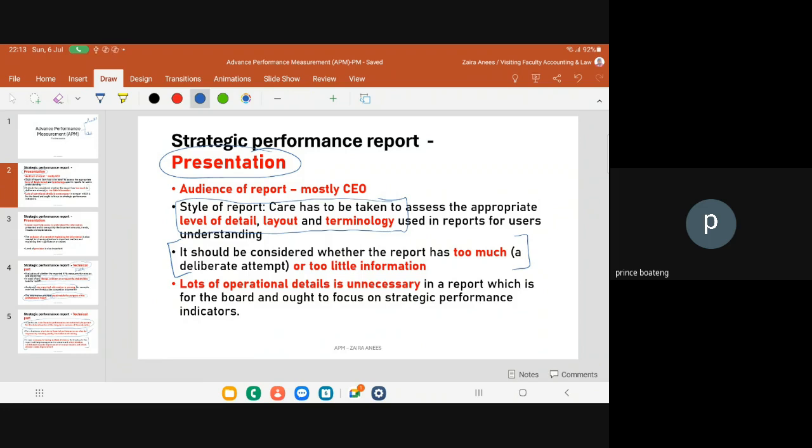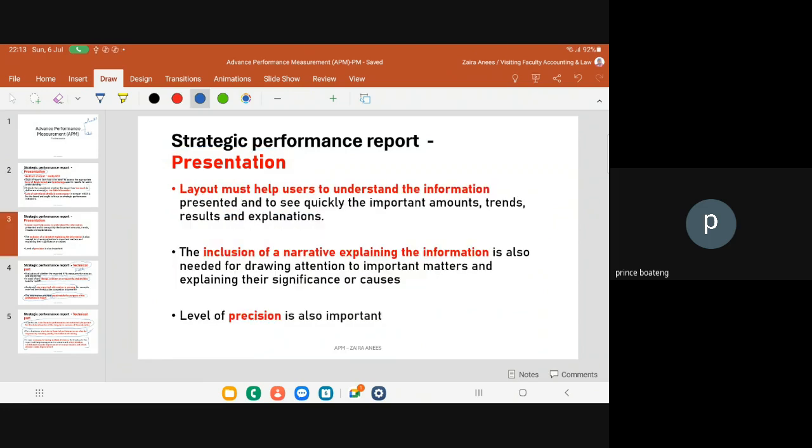There is no definition of reasonable length, but by seeing the question, you can understand whether too much excessive information is given in the report or it's okay. Okay. Then it's important that the layout must be such that users can understand it.